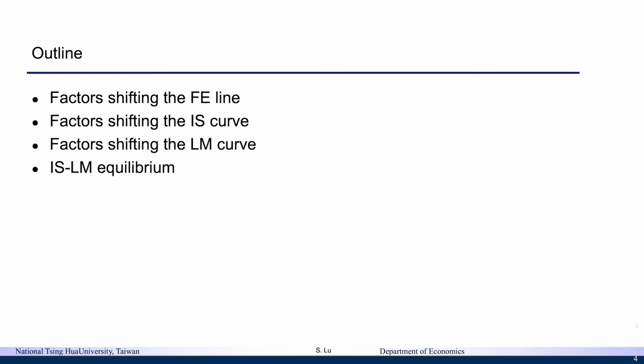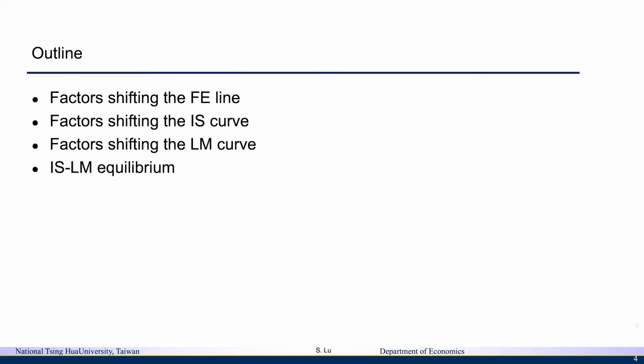So the outline for today is as follows. We want to talk about the factors shifting the full employment line, then we are going to talk about the factors shifting the IS curve, and then the factors shifting the LM curve, and then we are going to talk about the IS-LM equilibrium.